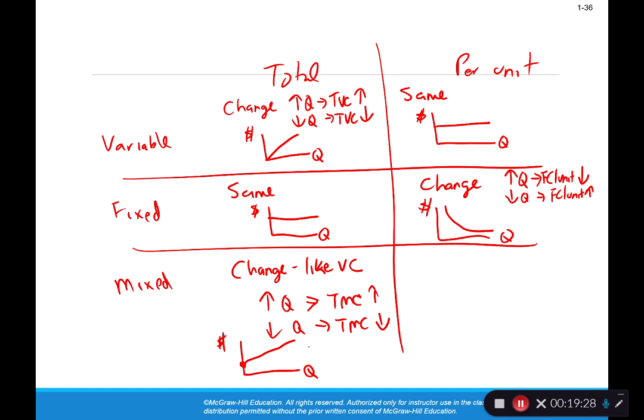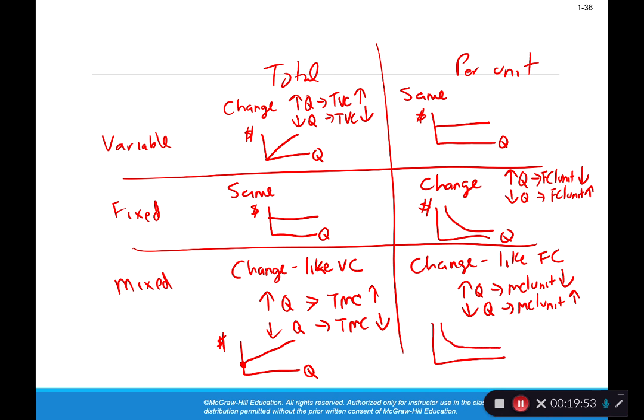And then on a per unit basis, again, it follows the item that changes. So it changes like fixed costs do on a per unit basis. As quantity goes up, the mixed cost per unit is going to go down. As quantity goes down, the mixed cost per unit is going to go up. And the picture is going to look similar to the fixed cost per unit.